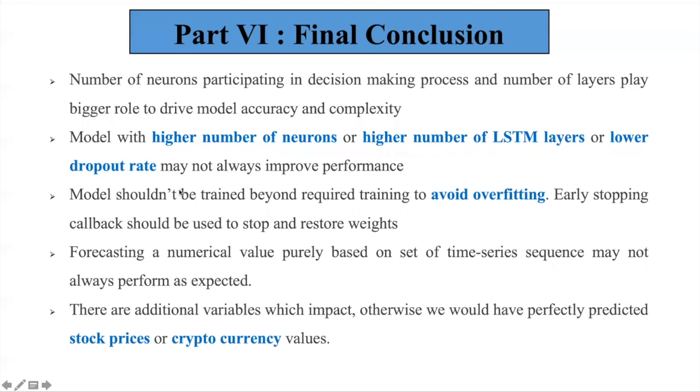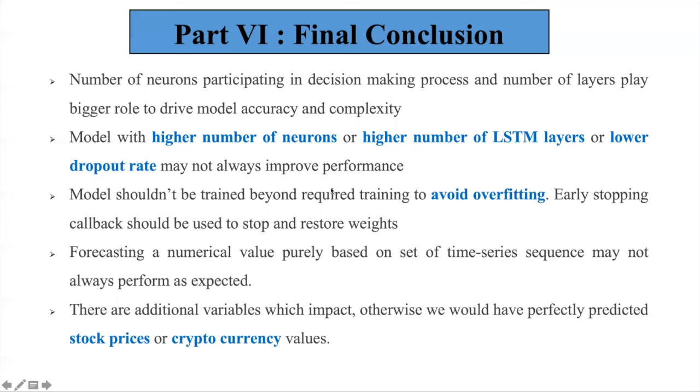Talking about our learning from the model training, we clearly see that the number of neurons participating in the decision-making process in all the layers, and even the number of layers, play a bigger role in driving the model accuracy and complexity. It is not always true that a more complex model will always perform better. We clearly see that when we increased the number of neurons from 50 to 100 and reduced the dropout rate from 20% to 10%, it actually performed worse. So it is not always true that increasing the number of neurons and layers will always perform better.